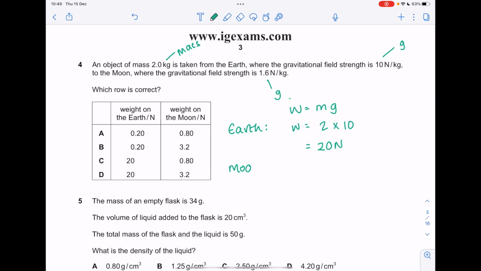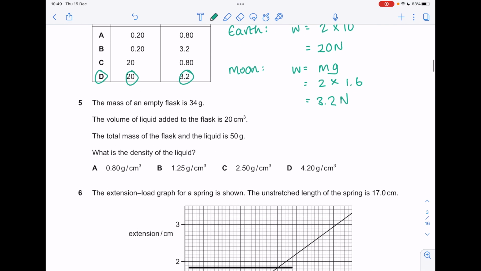On the Moon, using the same equation, the mass stays the same, but we've been told the gravity is 1.6. So these are the correct answers, D.